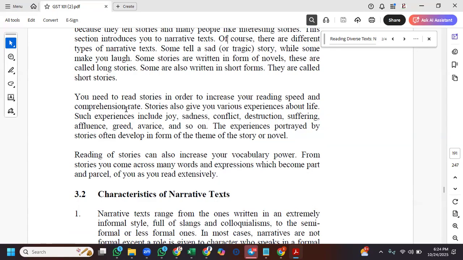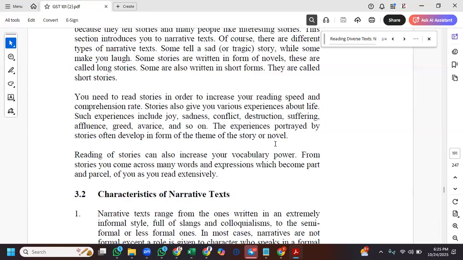Stories also give you various experiences about life. Of course, if somebody should open up his own life story, you will learn one or two things from the person's experience, because the person must have gone through a lot in life, and narrating it to you gives you a picture of what life has been to the person. And if such occurrences are to happen in your own life, you know how to adjust and overcome them. Such experiences that a person can narrate as part of his or her story can come in the form of joy, sadness, conflict, destruction, suffering, affluence, greed, avarice, and so on.